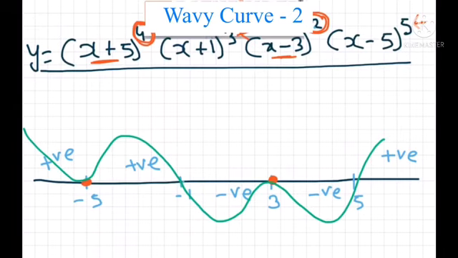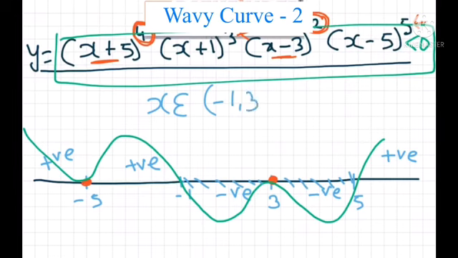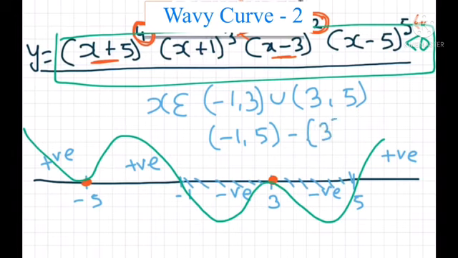So if somebody asks you to find the root of this equation, an inequality that this is less than 0, then the required root will be less than 0, meaning this part is not equal to 3, because at x equal to 3 it is equal to 0. So we write x belongs to minus 1 to 3 union 3 to 5, or we can also write minus 1 to 5 minus element 3.